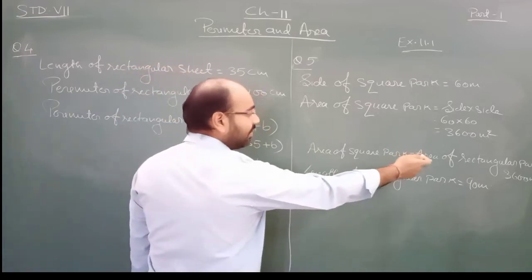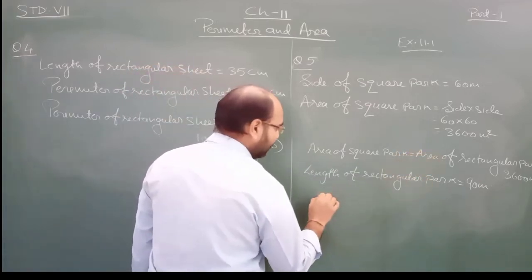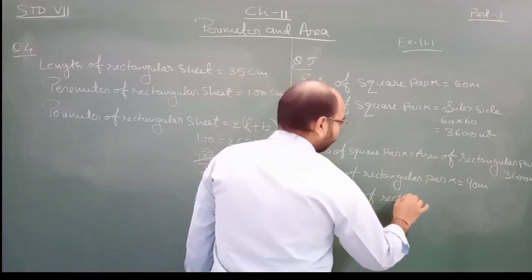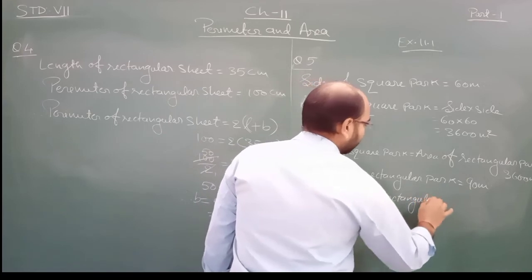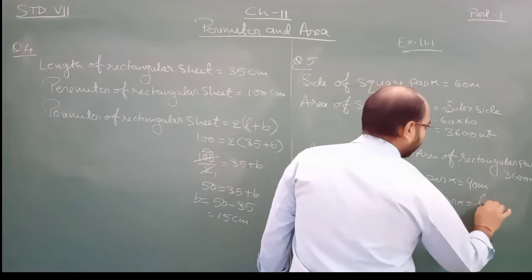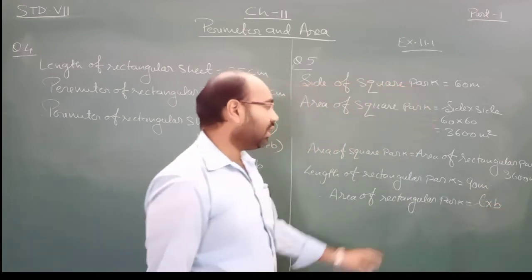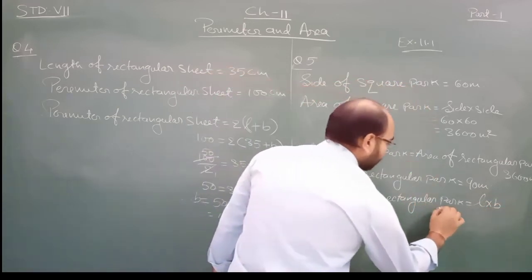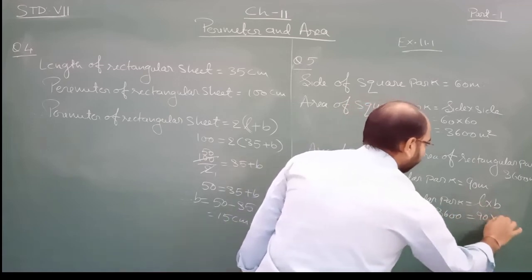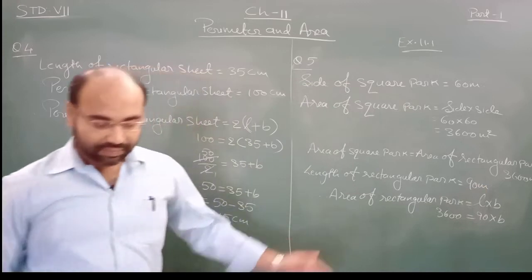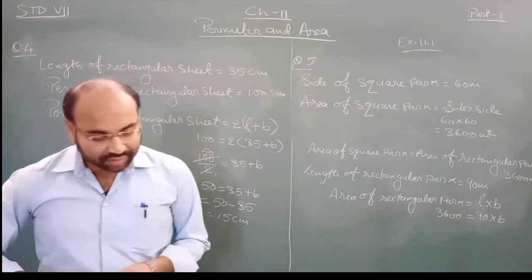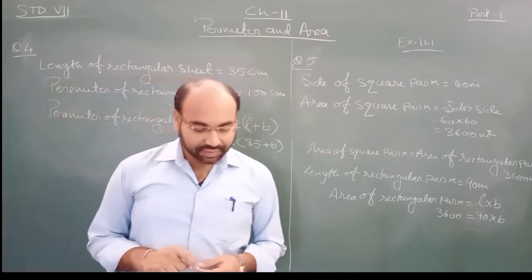अब एरिया तो हमारे पास है, so therefore area of rectangular park is equal to L into B. Now area we will take 3600, length is given 90 into B. Do cross multiplication and find out the answer. Question number 6 is being given then.